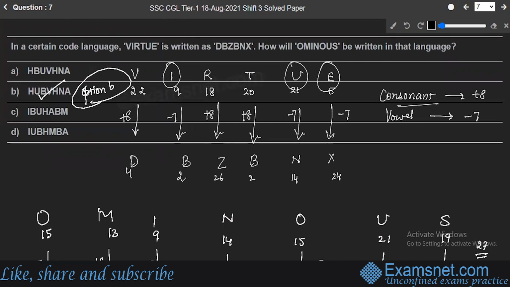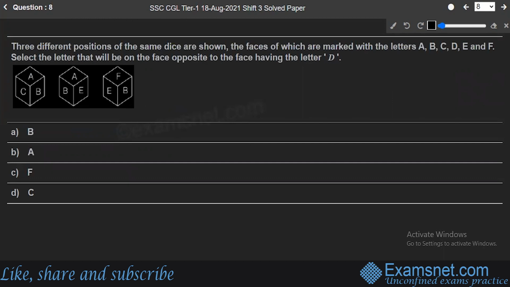Question number 8. In this question, there are 3 different positions of the same dice which are shown, the faces of which are marked as A, B, C, D, E, F. Select the letter that will be on the face opposite to the face having the letter D. So here is the letter D. You don't actually have the letter D imprinted on any of these 3 cubes. You can't find D anywhere over here, but you have to find out which letter will come at the place opposite to the face D. See the logic in this question. Please note down the logic.